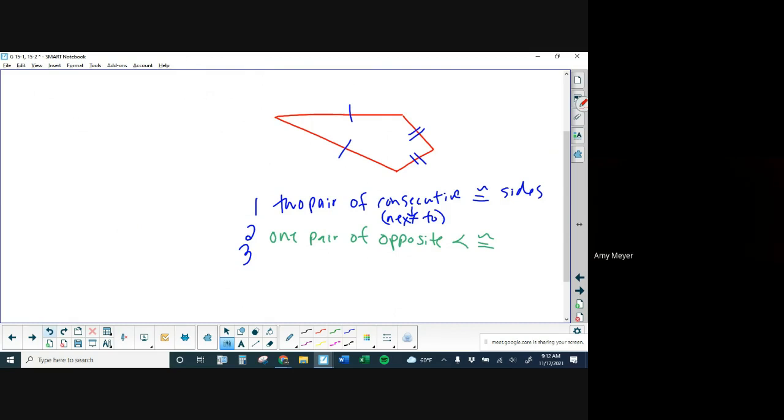Set your pencil down, please. I'm going to put some extra markings in my picture to show you something, and I don't want you to mess up your picture. This red angle and this red angle are opposites. This blue angle and this blue angle are opposites. The kite has 2 pair of opposite angles, but only one of those pair is congruent. So either the red angles match up or the blue angles match up.